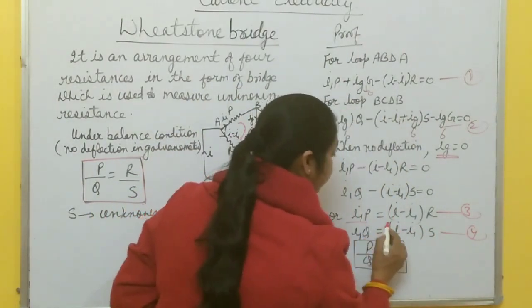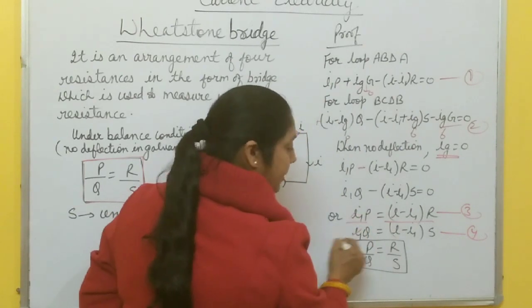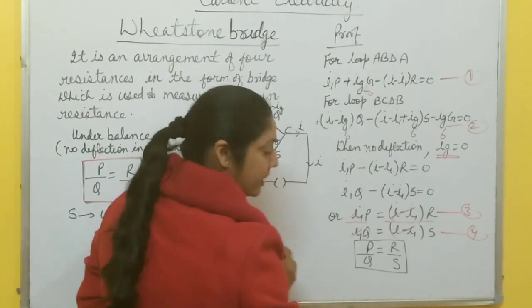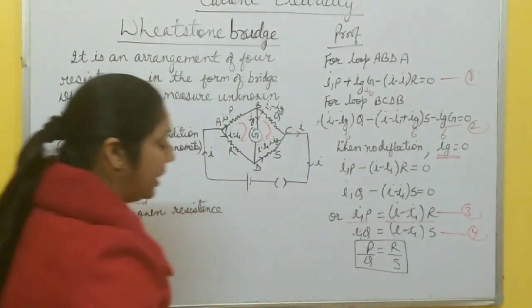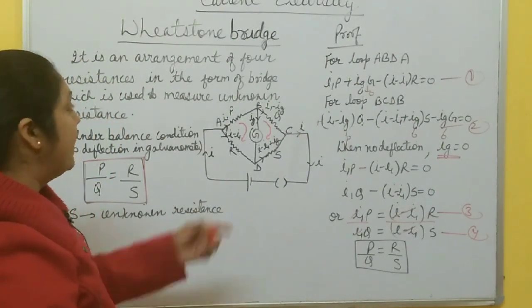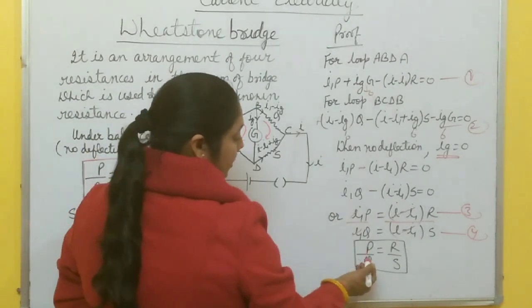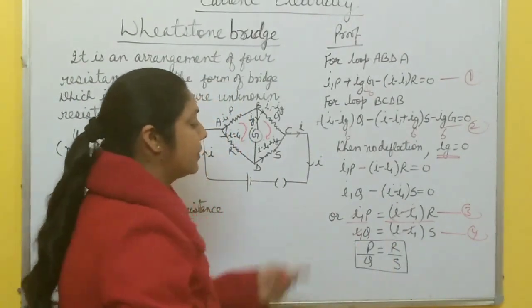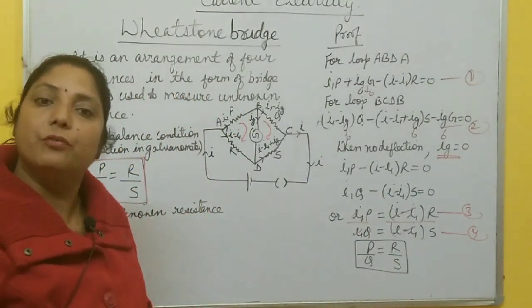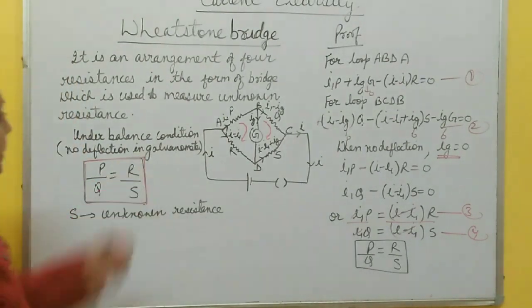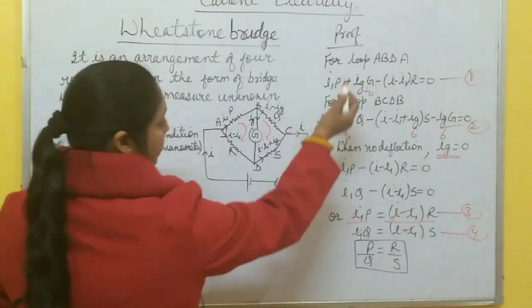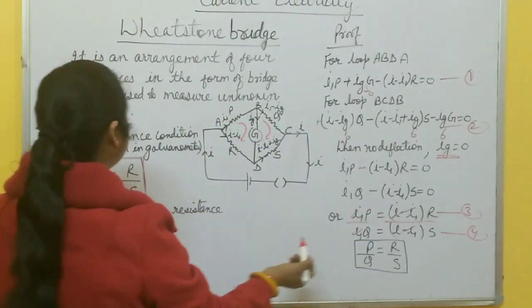You divide these two equations, right? This I1 cancels, I minus I1 cancels, and you get P by Q equals R by S. This is the balance condition of the Wheatstone bridge. If you know the values of 3 resistors, you can easily calculate the value of the unknown resistor, right? So in this way, if you want to prove it, you have to prove it applying Kirchhoff's law.